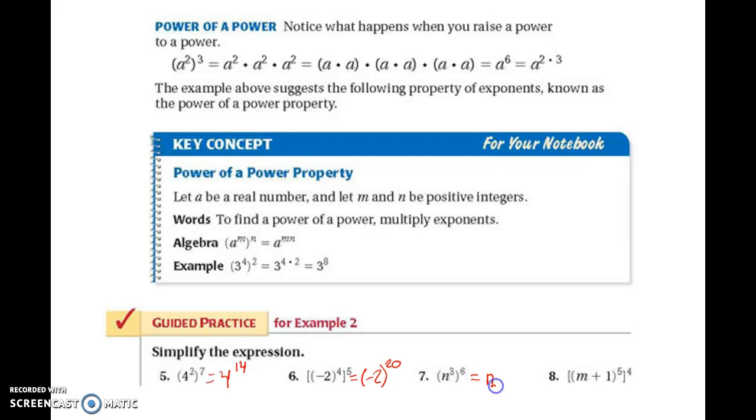And this one, n is our base. We keep that the same, and we multiply these, and that would be 3 times 6 is 18, so n to the 18th. And here this one looks a little bit different, but just like we did before, we keep the same base, which is m plus 1 in this case, and then we multiply the exponents. So that would be 5 times 4, which is to the 20th power.